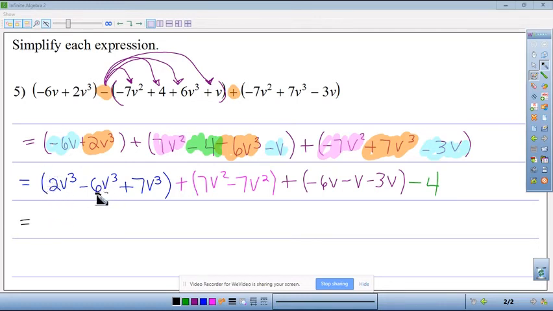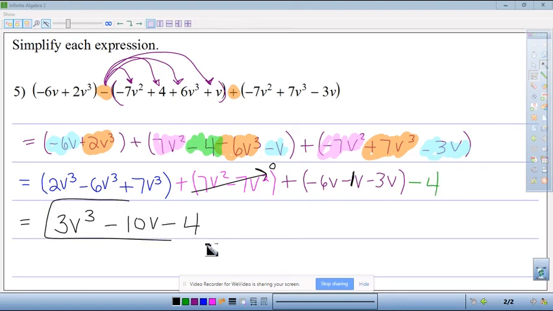2 minus 6 is negative 4. Negative 4 plus 7 is 3. So I'm left with 3v cubed. 7v squared minus 7v squared, that's 0v squareds. If I have 0 of them, I'm not going to write them. Negative 6 minus 1v makes negative 7. Negative 7 minus 3 is negative 10v. And then my minus 4 adds on to the end. So that's our practice with adding and subtracting polynomials.